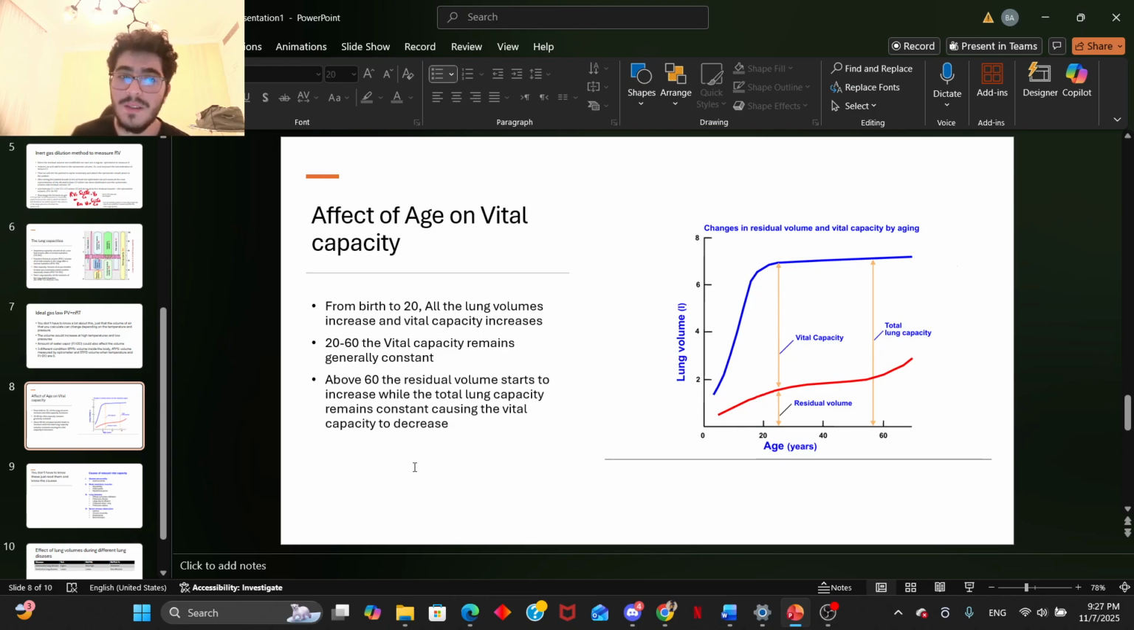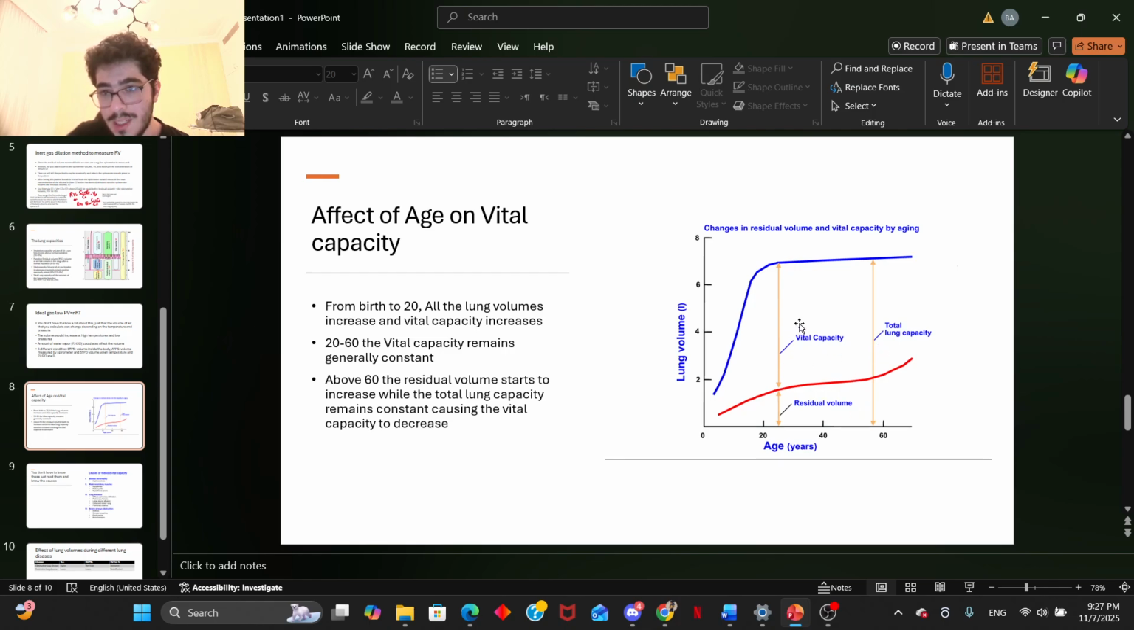Now, the effect of age on vital capacity. So what is going to be the effect of age on vital capacity? Well, this graph here summarizes it pretty well. From birth to 20 years old, there's going to be an increase in all of the lung volumes, and even the residual volume is going to increase, but not by a lot. So there's going to be an increase in the vital capacity.